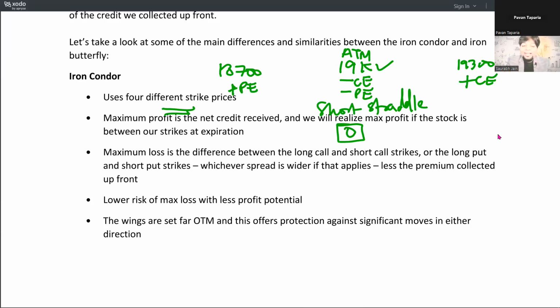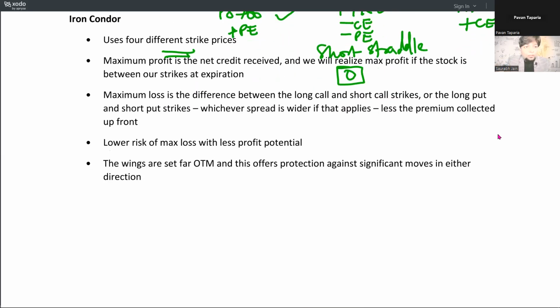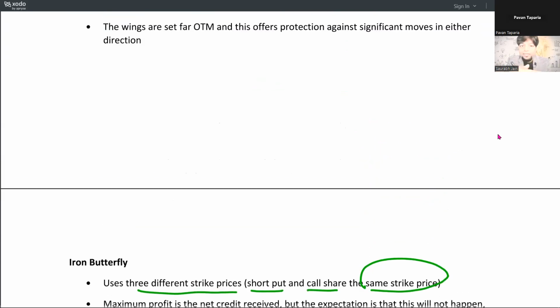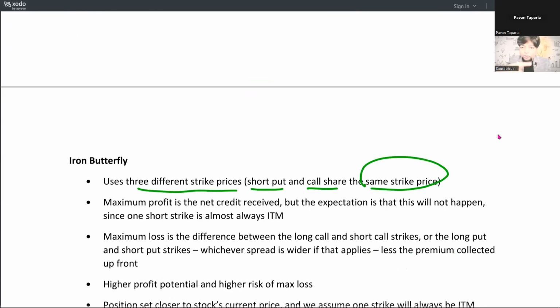Here we have only 3 strikes. One is the at the money strike, which I'm going to sell. One is the out of the money call and put. Okay. So an iron fly will use 3 different strike prices. Short put and call share the same strike price. Short means selling. Maximum profit is the net credit received, and net credit means the premium which you have received, and we will realize maximum profit if the stock is between the 2 strikes.